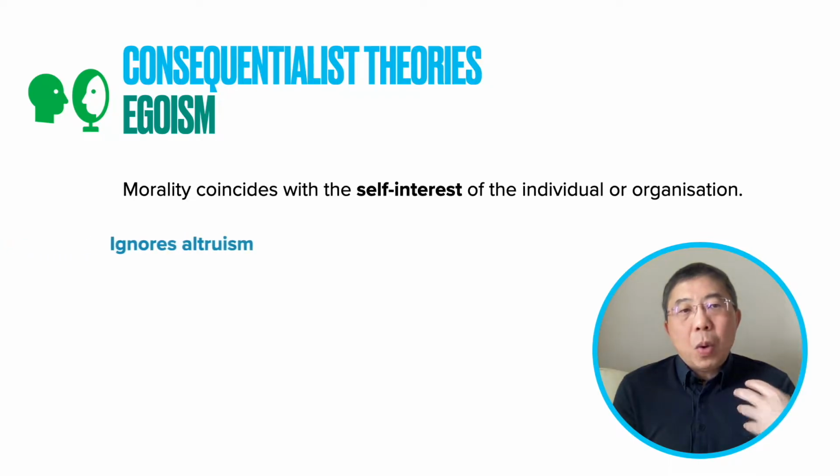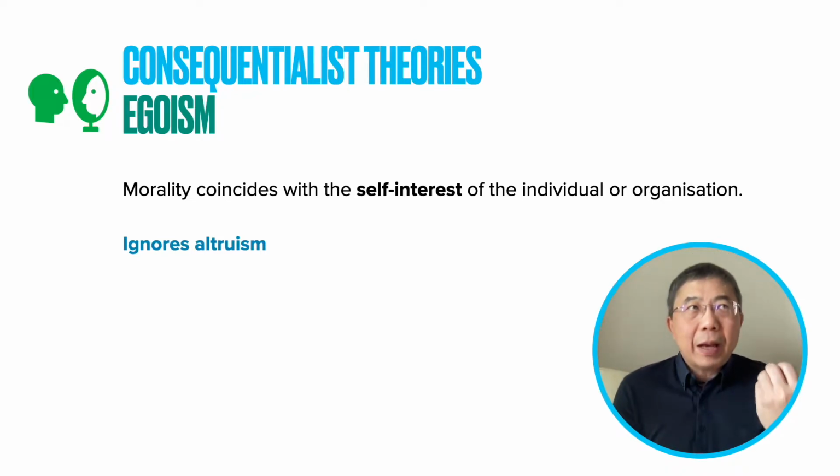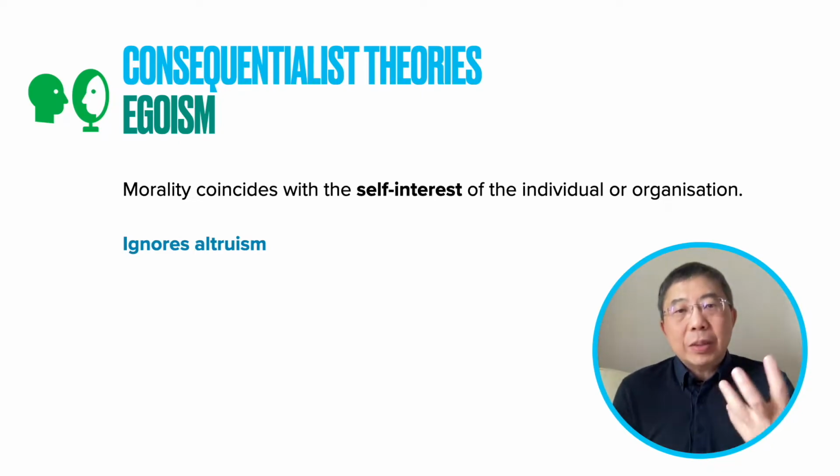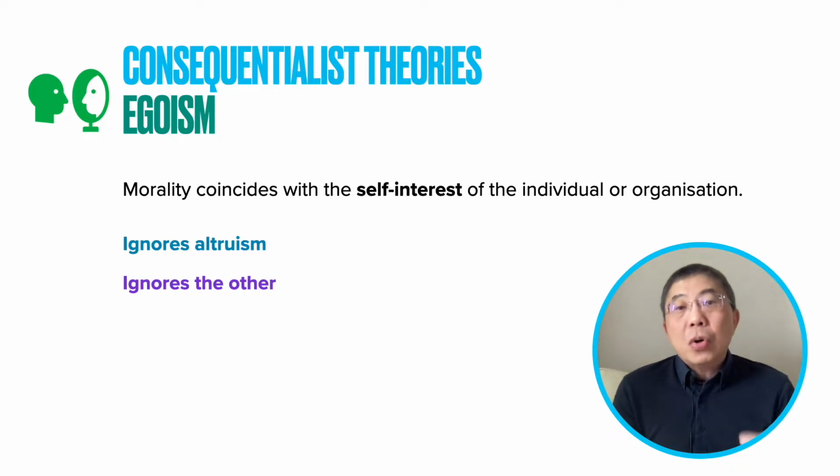Okay, what egoism ignores would be altruism, right? There are many people around us who actually would like to do things for other people. We don't always want to consider our own self-interest. Many of us are selfless. We would rather sacrifice our time to help others. So egoism ignores altruism. It ignores the other because it wants to maximize our own enjoyment, our own happiness.